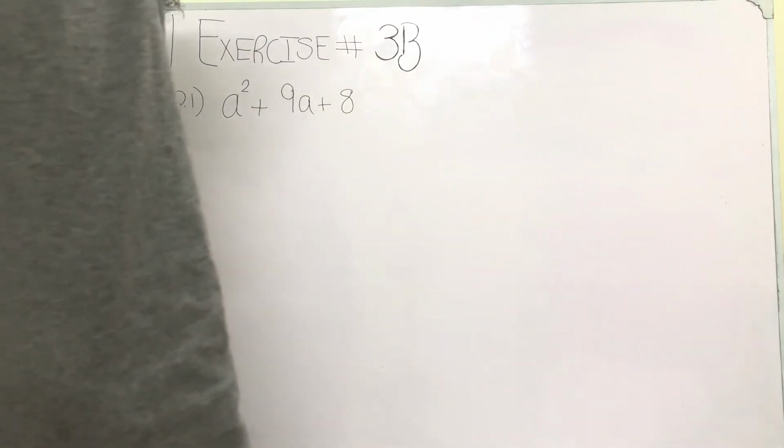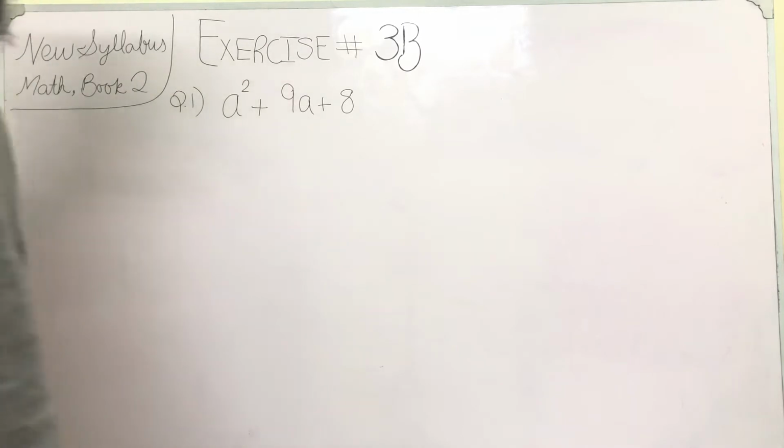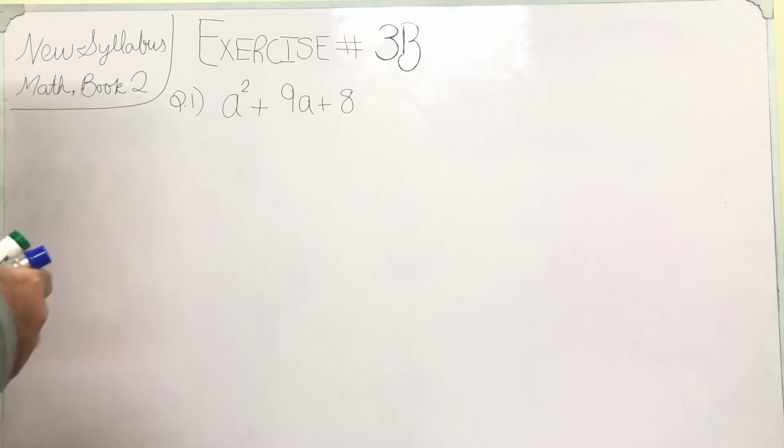So I'll read out the statement for question number 1. Factorize each of the following expressions. These are the expressions, not the equations. The first part, part a of question 1, is a square plus 9a plus 8. So now we will be solving this expression.